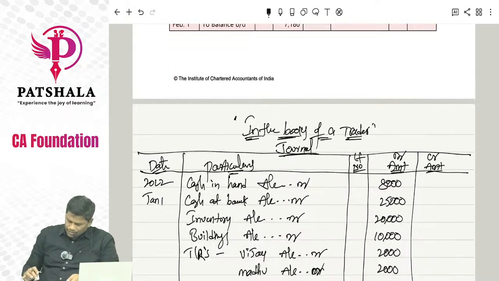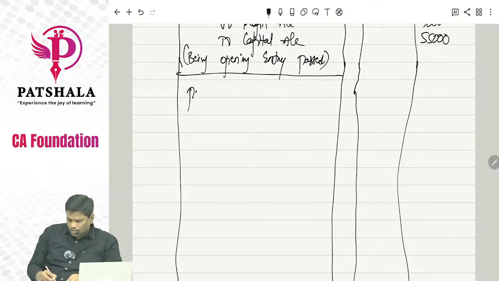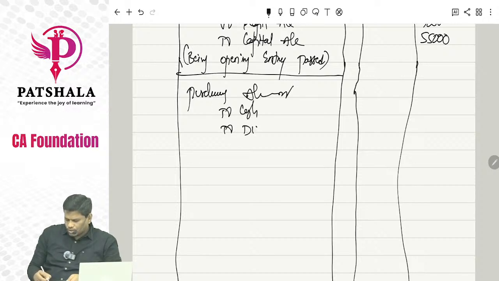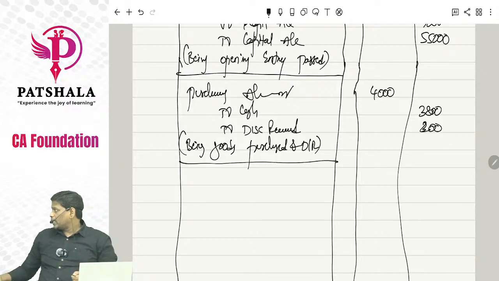So write the first entry, January 1st. No need to write the date. Purchases account debit, to cash, to discount received. How much is purchases? 4,000. How much did we pay in cash? 3,800. Discount received 200. Being goods purchased and discount received.